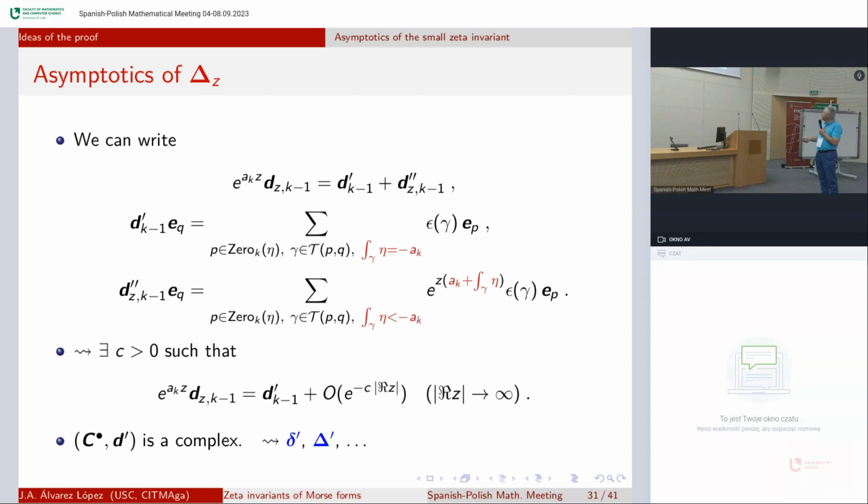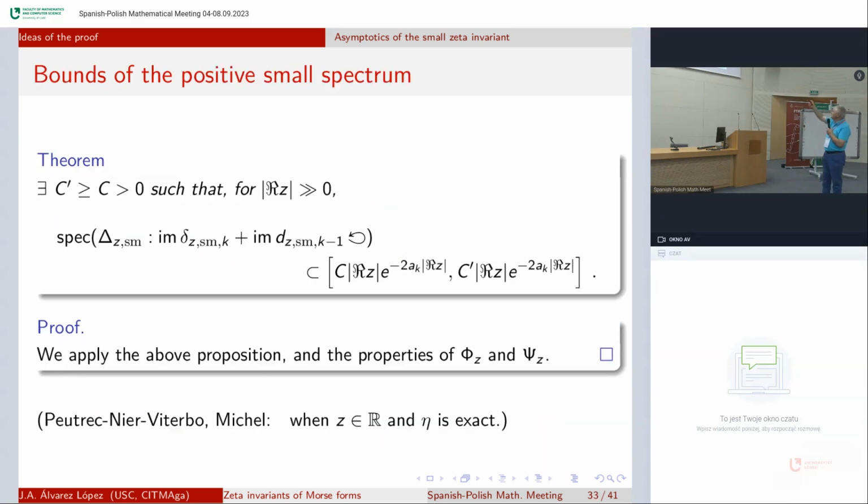Okay, we have seen this. This estimation of the small spectrum was also proved by Helffer, Nier, Viterbo, and also Michael, when the parameter is real and the form is exact, so for Morse functions. And they use it in quantum mechanics, in physics.